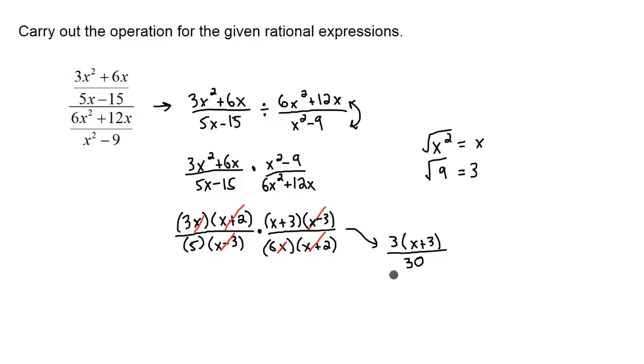So I could reduce 3 over 30. 3 over 30 is the same as 1 over 10, because 3 divided by 3 is 1, and 30 divided by 3 is 10. So now my final rational expression is going to be an x plus 3 on top, and then just a 10 on the bottom, and that's going to be my final rational expression.